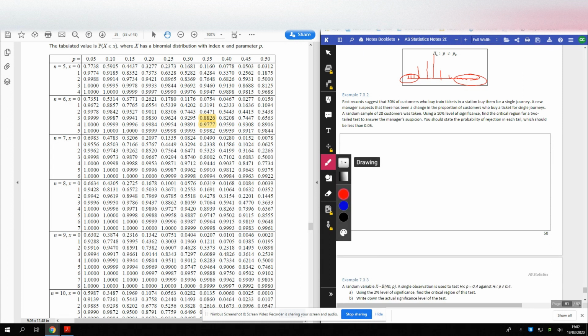When we're doing any distribution question, it is really good practice to define what X is if it isn't given in the question. So here we've got information on 30% of customers who buy train tickets in a station buy them for a single journey. A new manager suspects that there has been a change in the proportion of customers who are buying the tickets for a single journey. So X is measuring the number of tickets bought for a single journey. That will help with your conclusions when you write, because hypothesis testing, we have to write conclusions. So the number of tickets bought for a single journey.